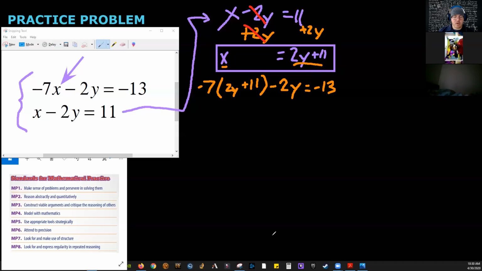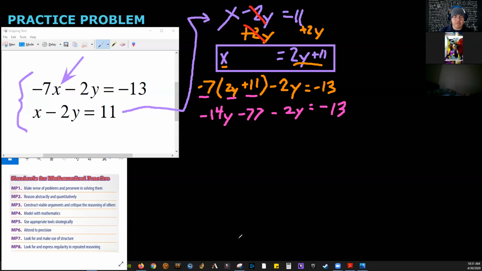Let's see. Okay, so now we do the distributive property. We've got to multiply this negative 7 by both the 2y and the 11. So that would be negative 14y. Negative 7 times 11 would be negative 77. And we still have this minus 2y equals negative 13. We still have all that. We haven't messed with it.